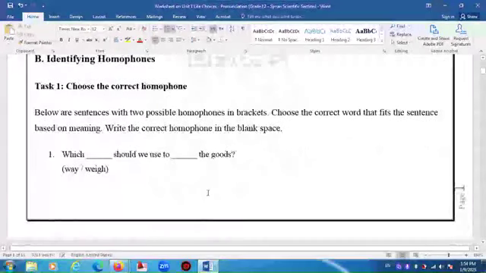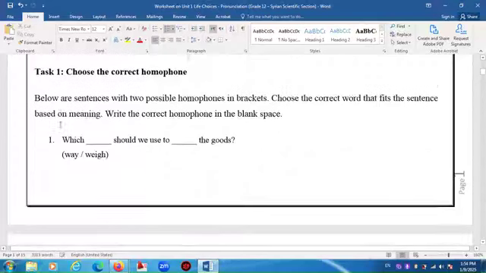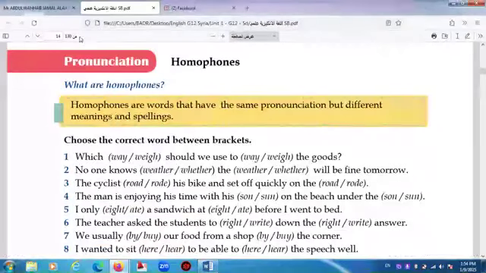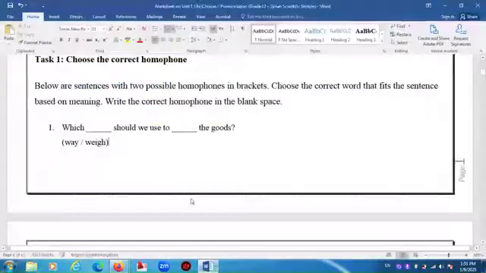Questions or exercises. Task 1. Choose the correct homophone. Below are sentences with 2 possible homophones in brackets. I need you to choose the correct word that fits the sentence based on the meaning. Write the correct homophone in the blank space. I gave the pair, and you will try to choose. This exercise resembles that one. Okay? I just try to enhance it and make it bigger. And then you will find a new thing.